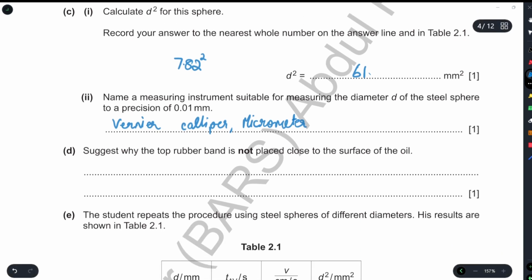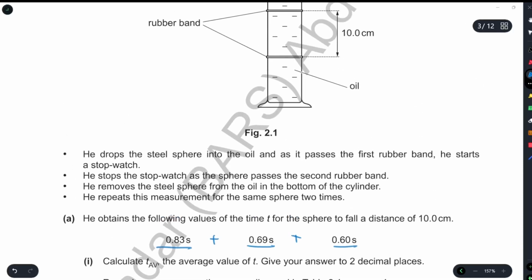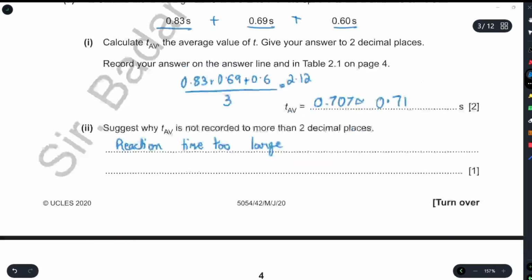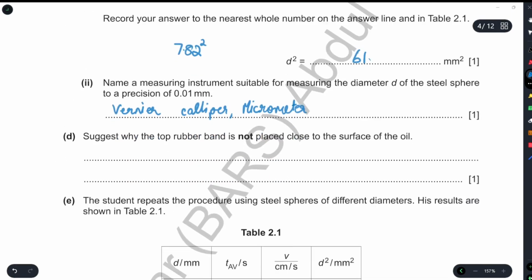Suggest why the top rubber band is not placed close to the surface of the oil. Surface of the oil के करीब अगर होगा तो जाहिर सी बात है टर्मिनल वेलोसिटी नहीं होगी. टर्मिनल वेलोसिटी रीच करने में थोड़ा सा टाइम लगेगा ना. So initially when it's near the surface of the oil here, it's still accelerating. It may be somewhere around here आपका total upward force downward force equal होगा और फिर वो terminal velocity achieve करेगा. तो if you want to measure the terminal velocity, इससे ऊपर rubber band, तो it doesn't make sense to put the rubber band too high.